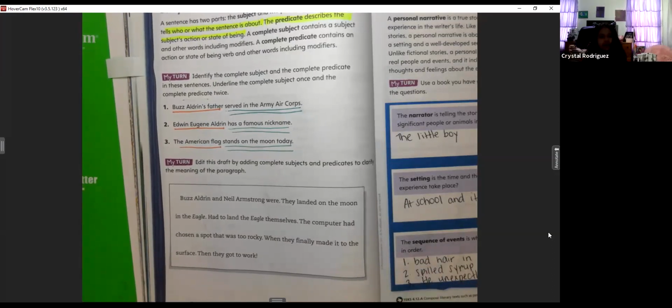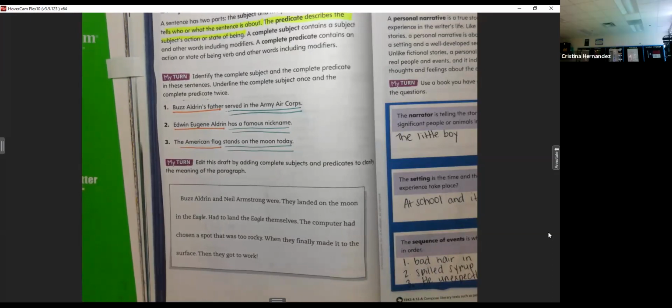Wait, I thought both Aldrin and Neil Armstrong weren't together. I thought they had like another person there with them. They might have. So what were they?